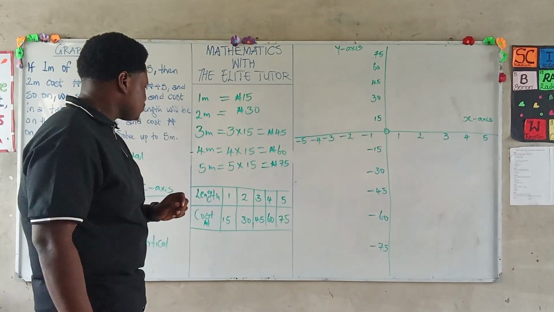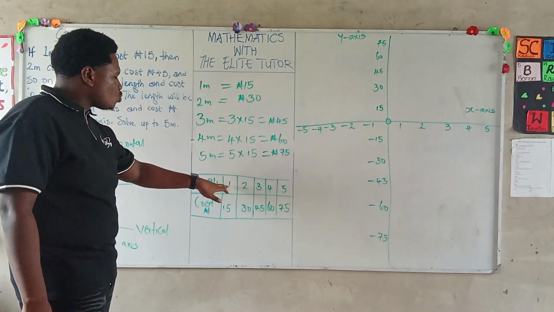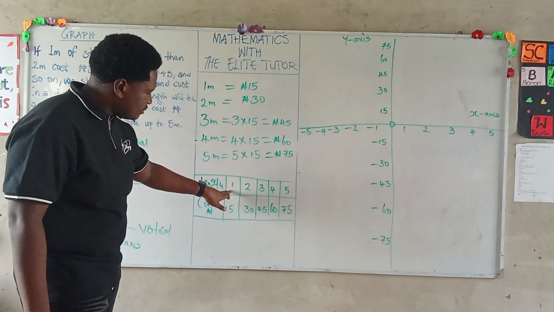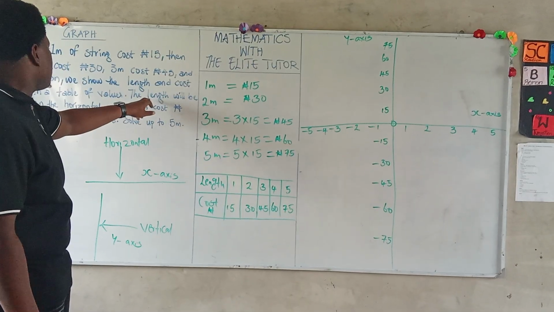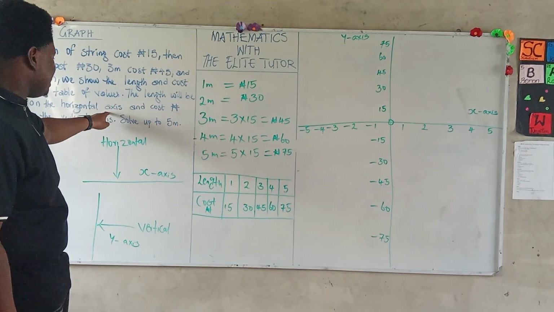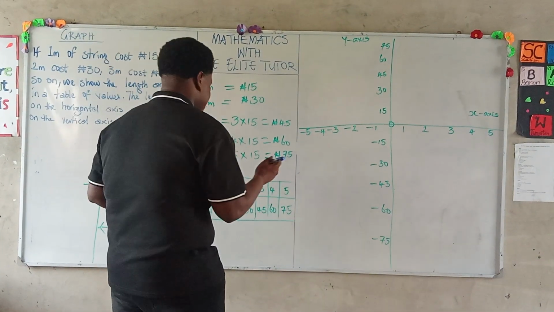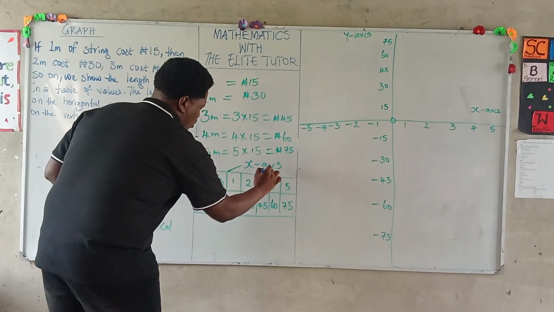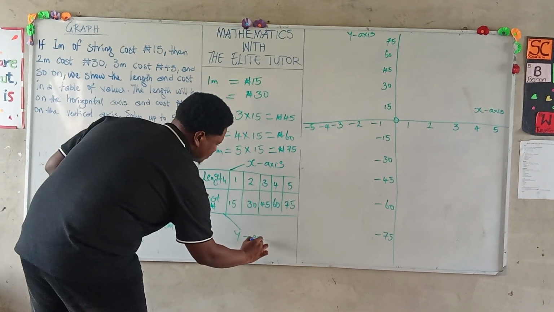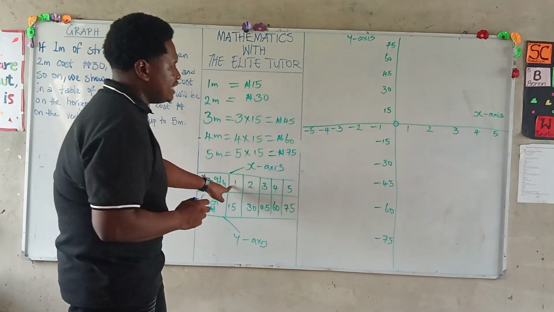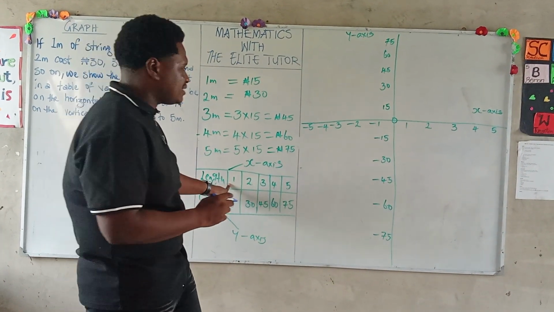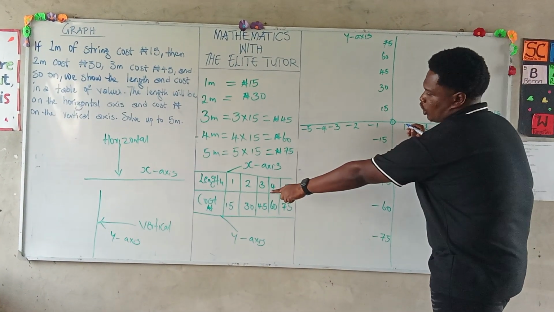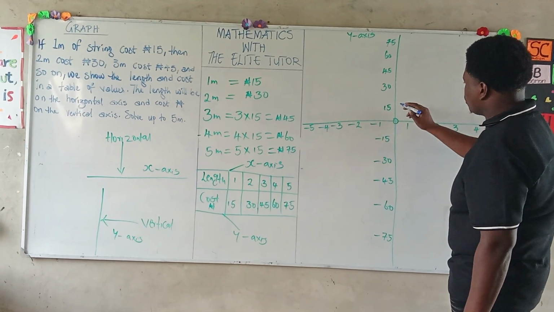Now let's go into the plotting. We have that when the length is 1, the cost is 15. Don't forget that our length will be on the horizontal axis, which is our x-axis. So for easy identification, our length is our x-axis, while our cost is our y-axis. When the length is 1, on the positive side, our cost, our y-axis, is 15. So we are going to have it here.